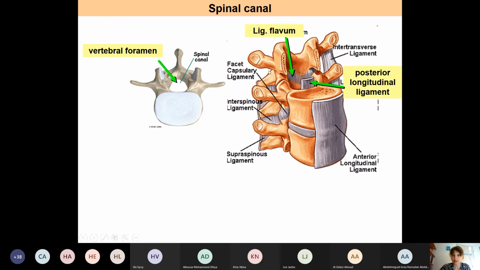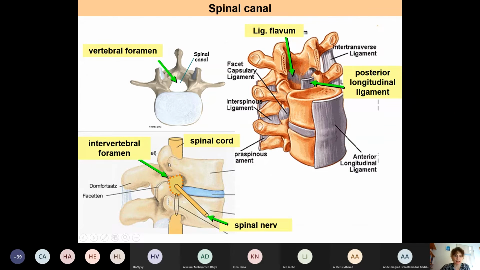But not only bones line the spinal canal, we also have ligaments. If you remember, the posterior longitudinal ligament is at the dorsal surface of the body of the vertebrae, and between the arches of the vertebrae we have the ligamenta flava, which then line the spinal canal as well. In this lateral view, you can see the intervertebral foramina. This will also be important for us because here the spinal nerves exit from the spinal canal.